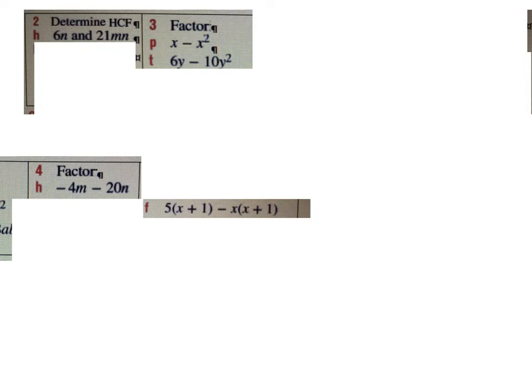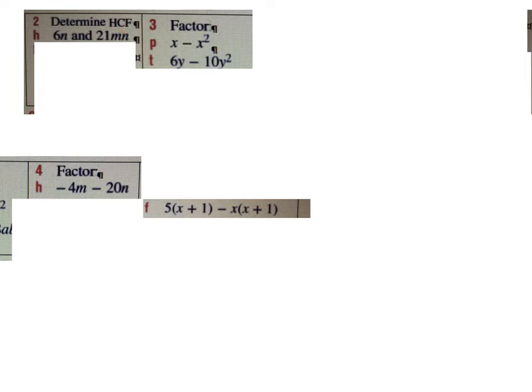Okay, so our introduction to factorising involves determining what we call the highest common factor, the HCF. And then we're going to use that skill to be able to factorise these. Now, factorising is an important skill because it simplifies our equation, and it's the opposite of expanding. So, we're looking for the highest common factor here of 6n and 21mn.